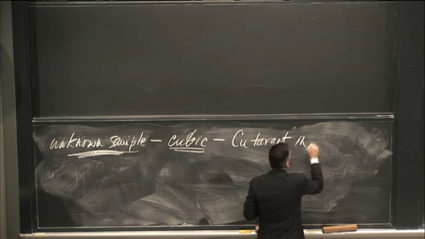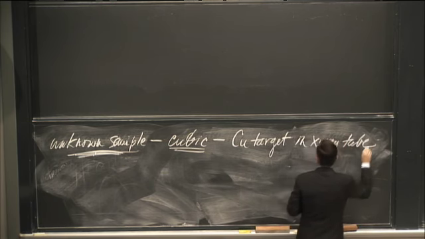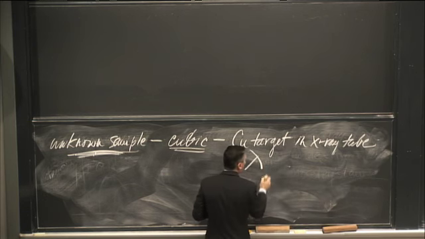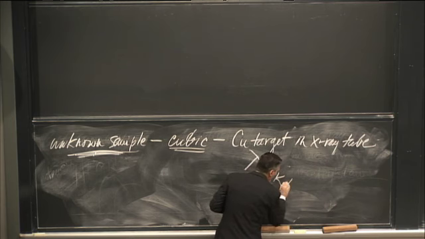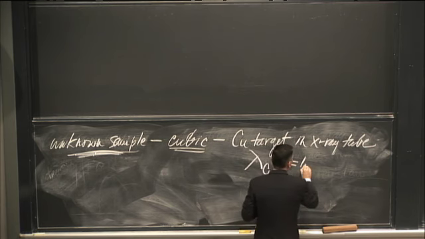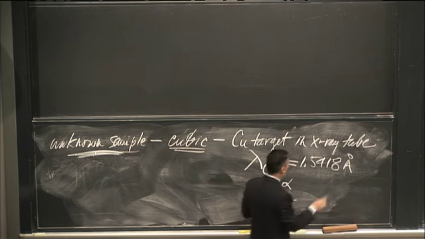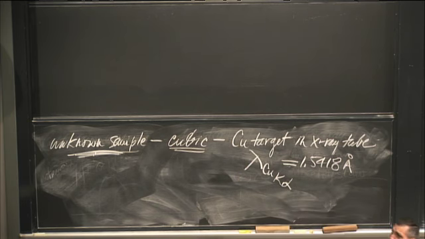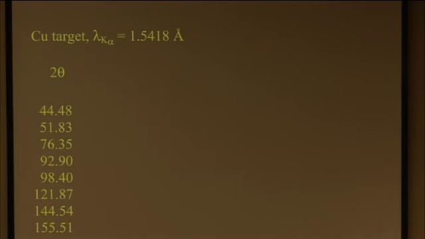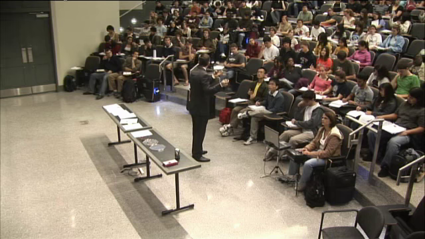Copper target in the X-ray tube. That means the lambda of the radiation is lambda copper, and I'm going to use lambda copper K alpha because I know its wavelength to 5 significant figures. It's 1.5418 angstroms. And here's the data set. I looked this up in the literature. So here's the data set from the experiment, and that's all you get, a set of 2 thetas.